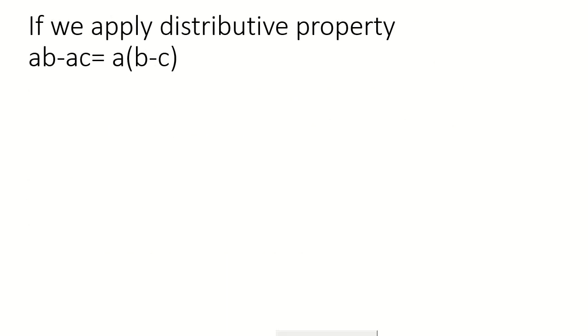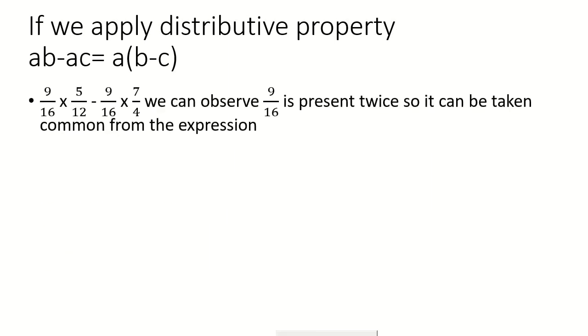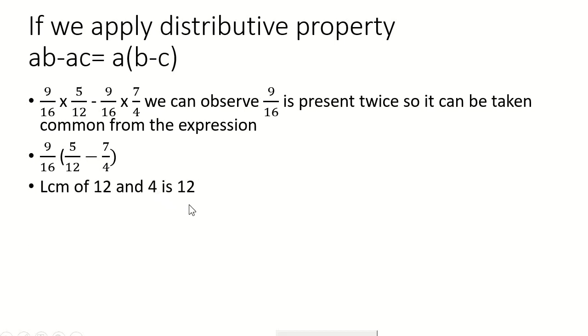Now if we apply the distributive property AB minus AC by taking A as common, we observe that 9 by 16 is present twice, so it can be taken common from the expression. When 9 by 16 is taken as common, the terms remaining inside are 5 by 12 and 7 by 4. The LCM of 4 and 12 is 12. So first of all, we observe that we have an easier calculation in the form of LCM. Now the terms inside the bracket are solved as 5 minus 21 by 12, which is simplified as 9 by 16 into minus 16 by 12.